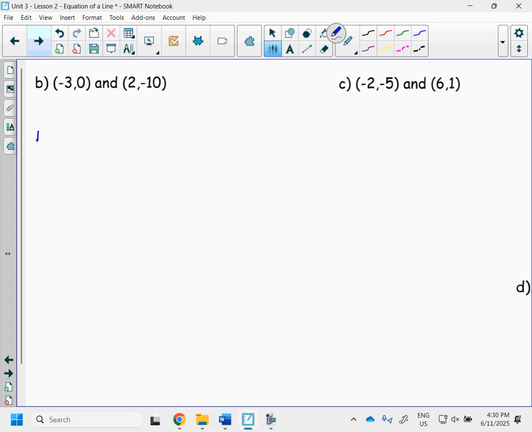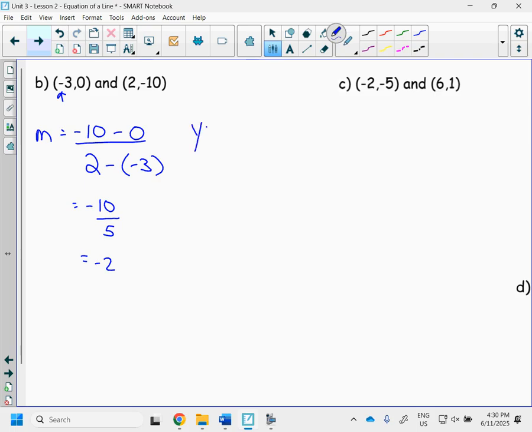Okay, let's start off with slope. Y number 2 minus y number 1 over x number 2 minus x number 1. Be careful with that sign, right? There's a negative and a minus sign. That gives me negative 10 over 5. I think that's negative 2.